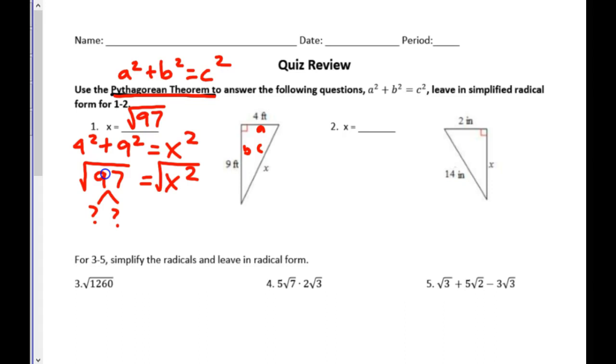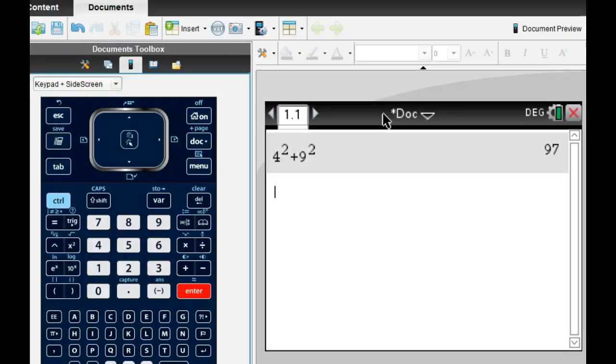Okay, number 2. So, we got A, B, C. So once again, Pythagorean theorem. Notice we're missing a leg. So we're still going to do a squared plus b squared. Notice b is x and equals c squared across from 90, 14 squared. So we know 2 squared is 4. Sorry, 14 squared is what? 196.